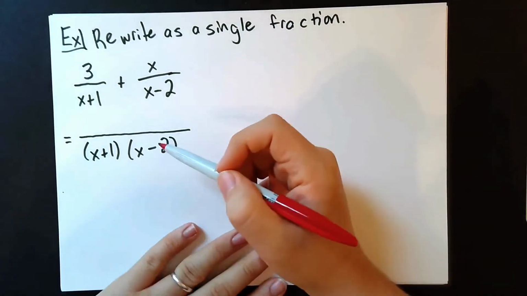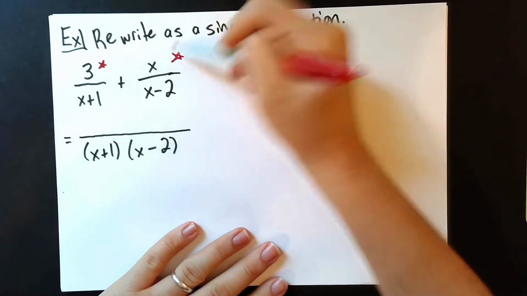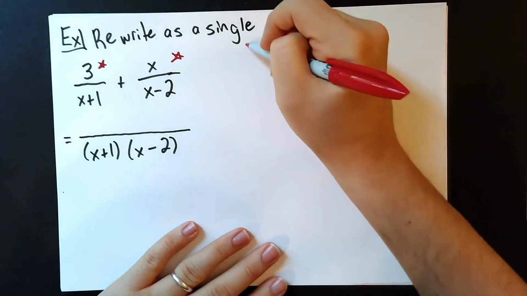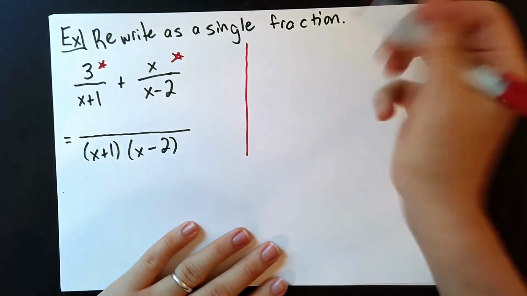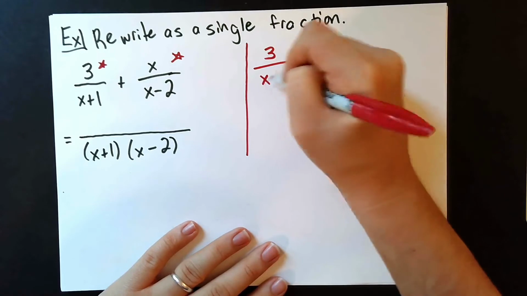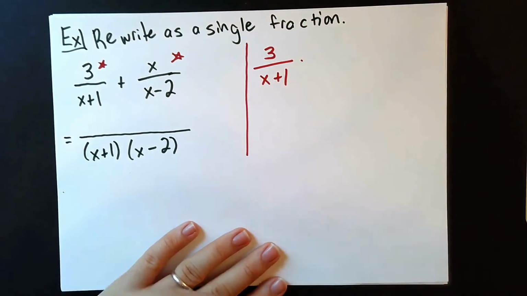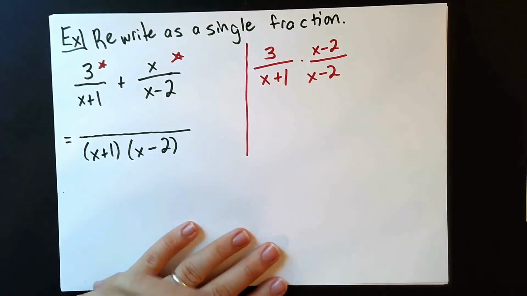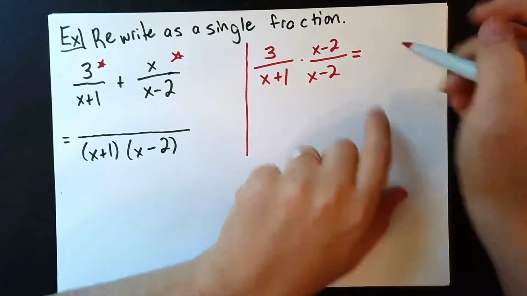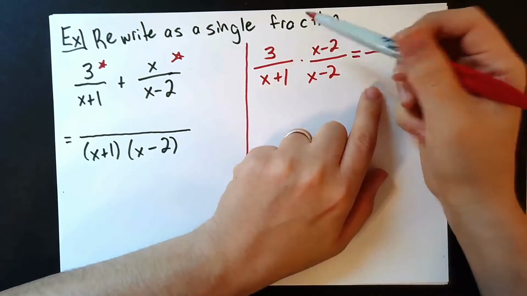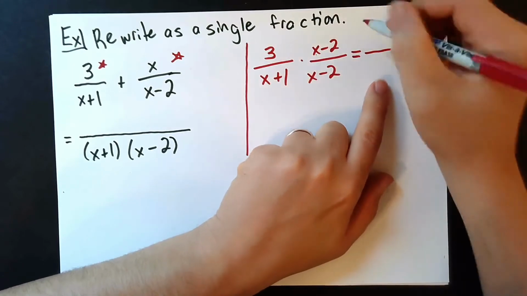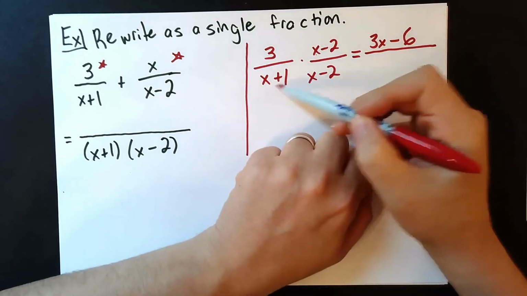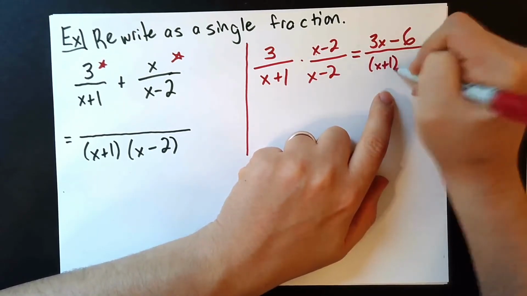Now, like before, I'm going to need to rewrite both of these fractions as a fraction written over x plus 1 times x minus 2. So I'll do that over here. So 3 over x plus 1, I'm going to multiply that by 1, by multiplying it really by x minus 2 over x minus 2. Okay, and when I do that, I'm going to get in the numerator here 3 times x minus 2, which will be 3x minus 6. And in the denominator, I will get x plus 1 times x minus 2.